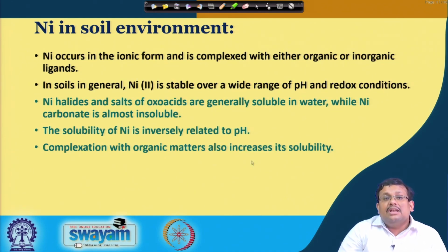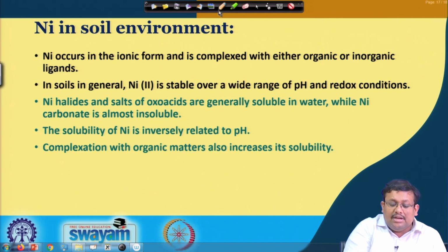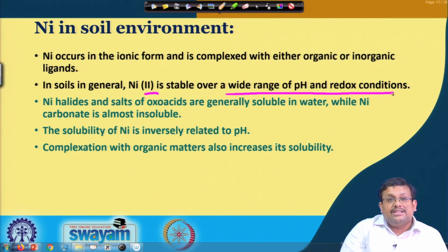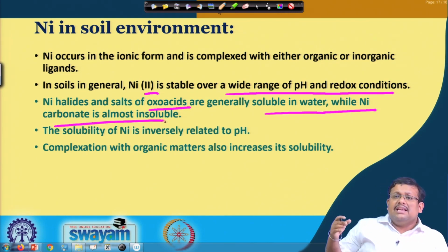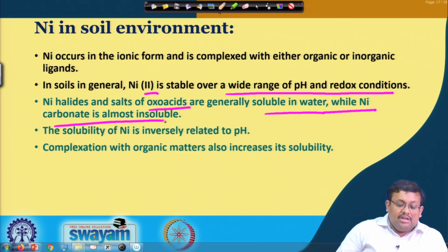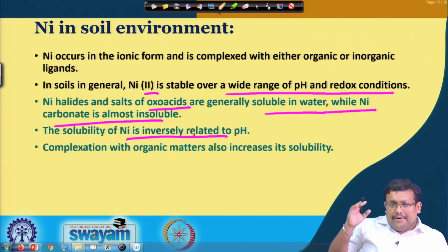So, nickel basically occurs in ionic forms and is complexed with either organic or inorganic ligands. In soil, nickel with an oxidation number of 2 is stable over a wide range of pH and redox conditions. Nickel halides and salts of oxoacids are generally soluble in water, while nickel carbonate is almost insoluble. So when nickel is present as halides or oxoacid salts, it is soluble. However, when it is present as carbonate, it is almost insoluble.